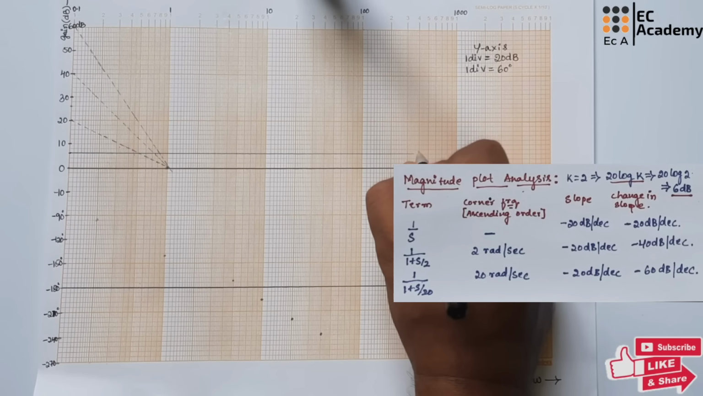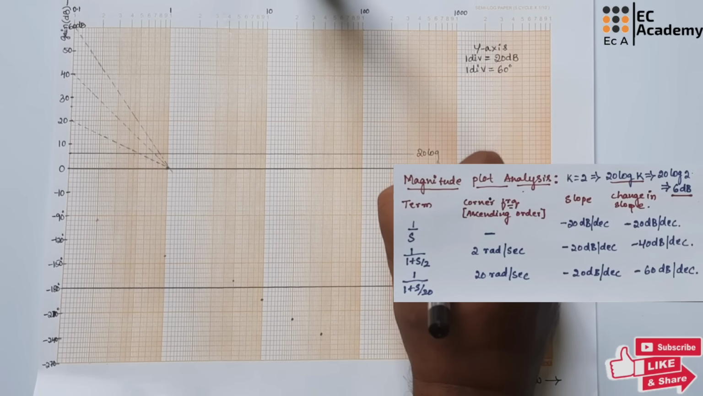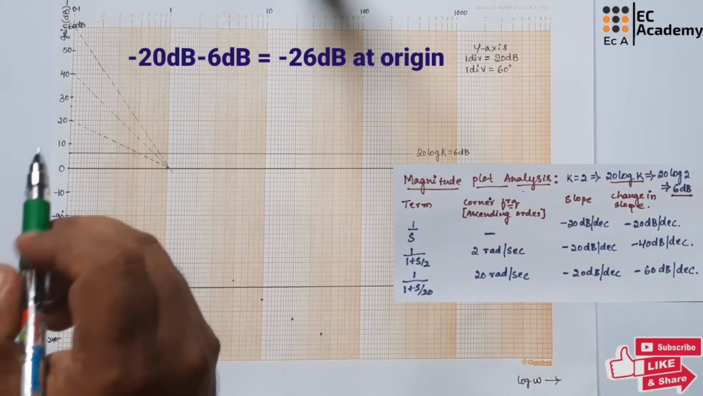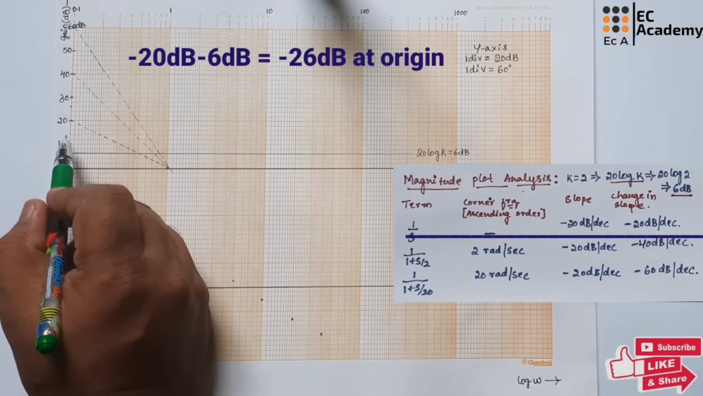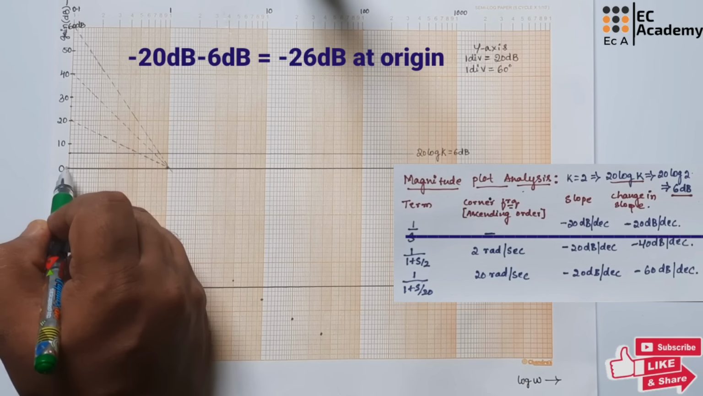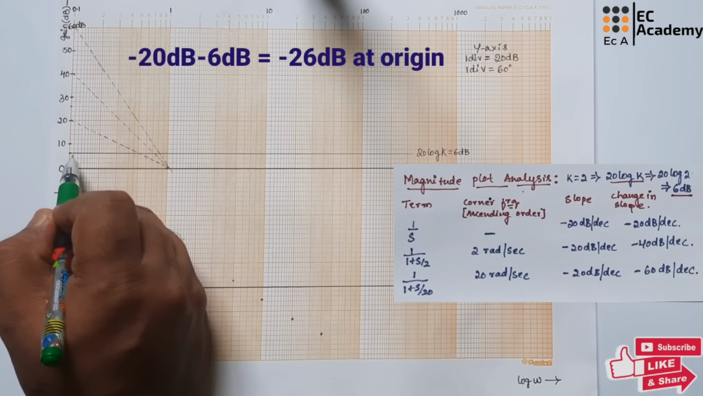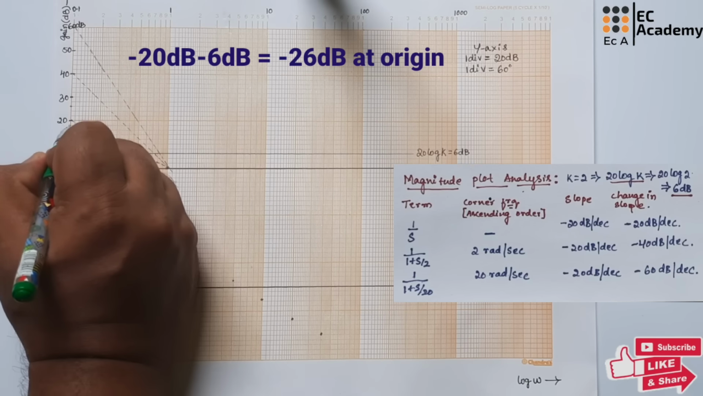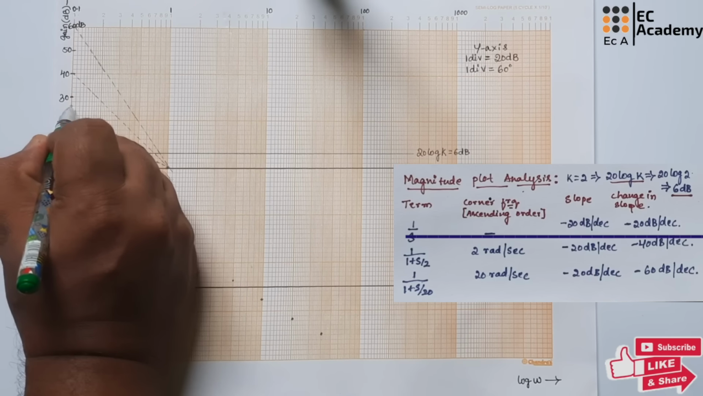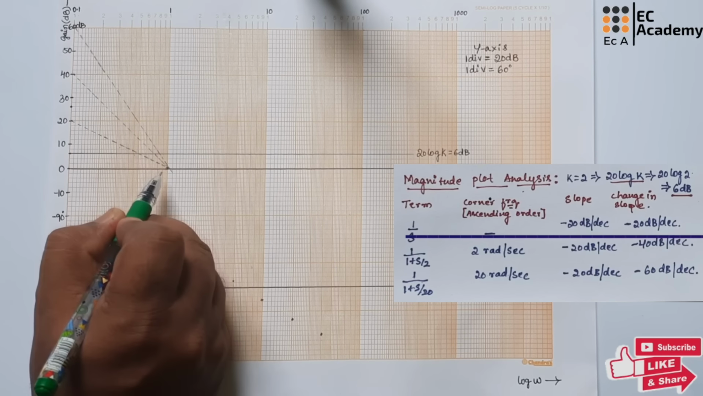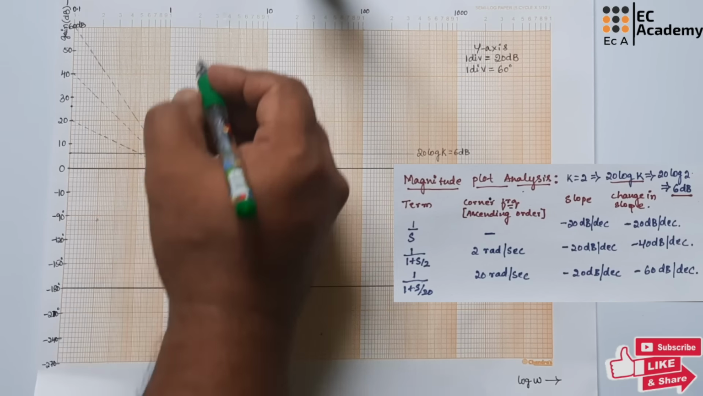So this is the reference line which is obtained after finding the value 20 log K, which is equal to 6 dB. So we obtained slope at the origin as 20 dB. So to draw the slope at the origin, we'll take 20 dB plus this 6 dB. So it will be 26 dB. So from here, 26 dB, we'll draw a slope of 20 dB at first corner frequency, which is 2 radians per second.